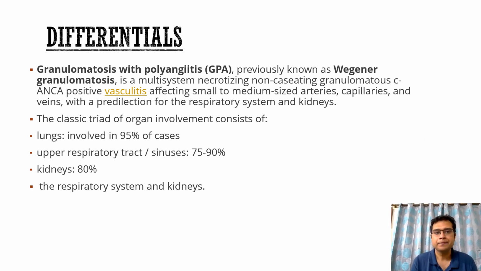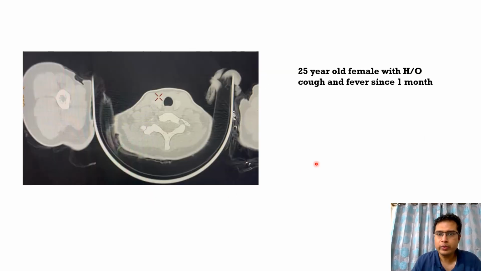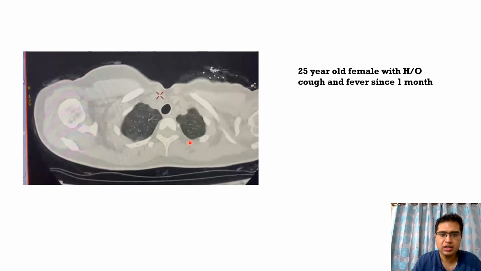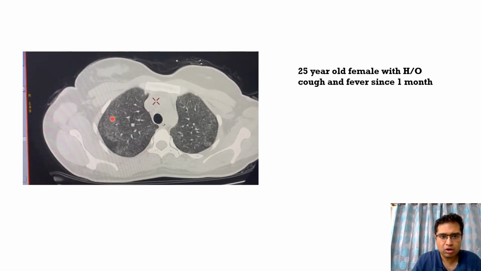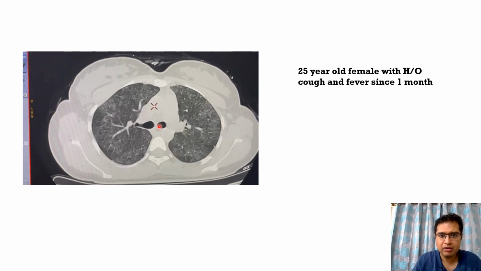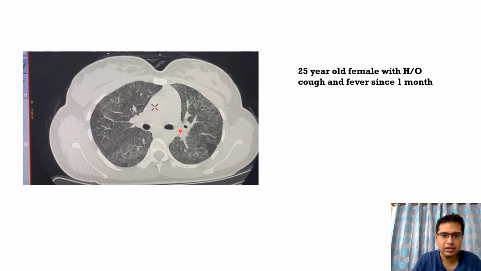So coming to our next case, here we have a 25-year-old female who complains of cough and fever since the past 1 month, and this is the HRCT done for this patient. Lung window axial section, where we can see multiple ground glass nodules in bilateral lung fields along with a linear branching pattern.